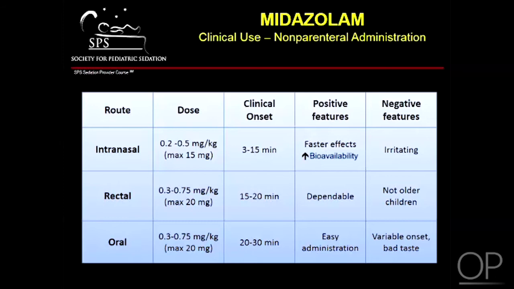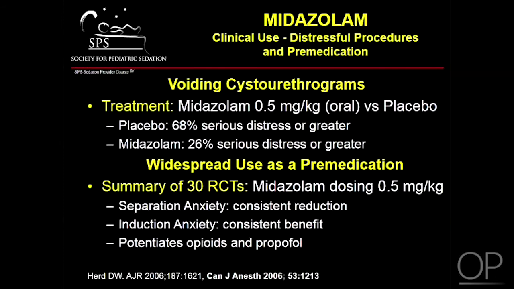Non-parenteral routes can be particularly effective for stressful procedures, where the patient is required to be somewhat awake and cooperative. In children undergoing voiding cystourethograms, distress behavior was compared to children receiving oral midazolam at 0.5 milligrams per kilogram to placebo. Oral midazolam resulted in a reduction of serious distress compared to placebo by almost 2.5 times. Of note, 4 children receiving placebo exhibited panic behavior and were unable to complete the study, whereas all children receiving midazolam were able to successfully complete the VCUG.